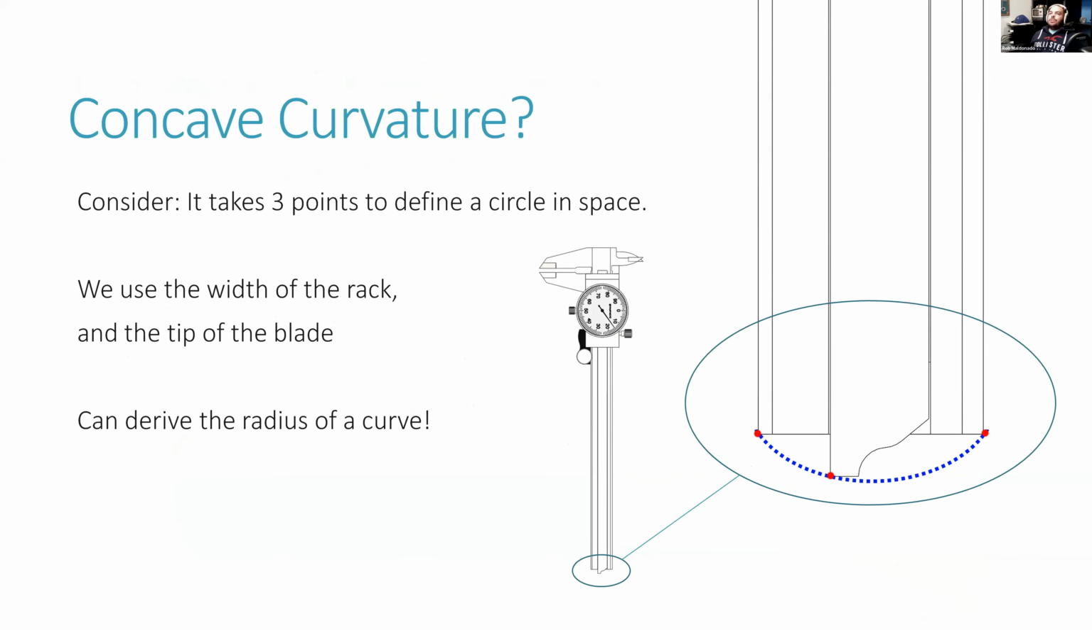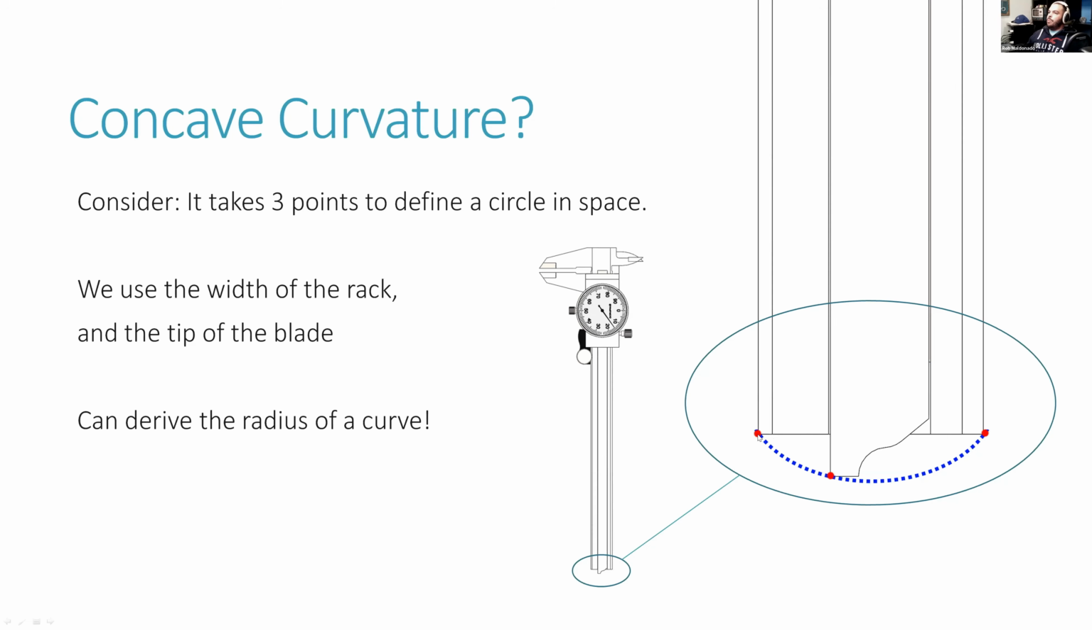But you may be wondering, how could you possibly measure curvature with calipers? Maybe someone has used this before, but I kind of came up with this technique on my own. So, since you guys have been such an awesome crowd here, I figured I'd share my little secret with you. Consider, it takes 3 points to define a circle in space. So if we put the far end of the calipers, this end over here, up against a concave surface, that's represented in this dashed blue. So the dashed blue is what we want to try and measure.